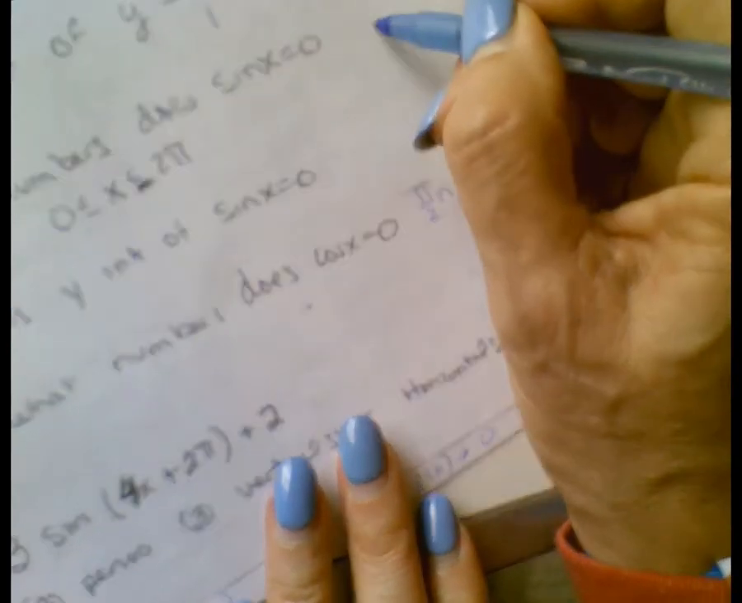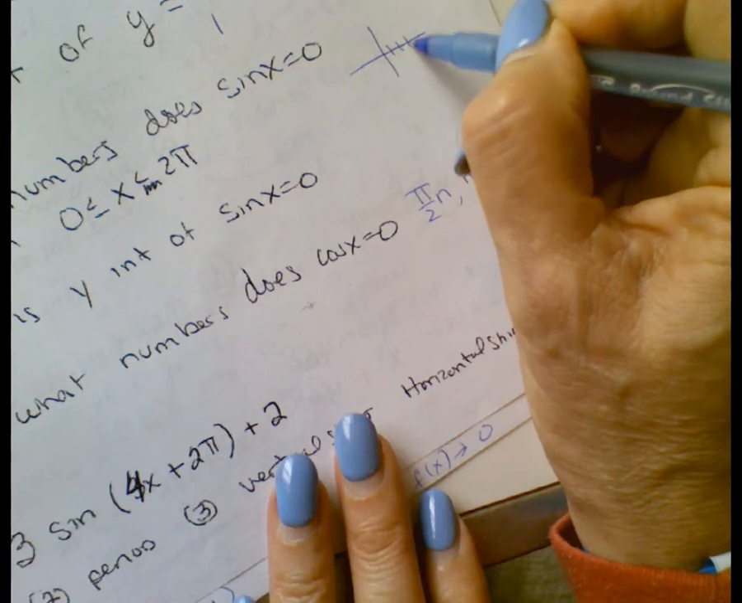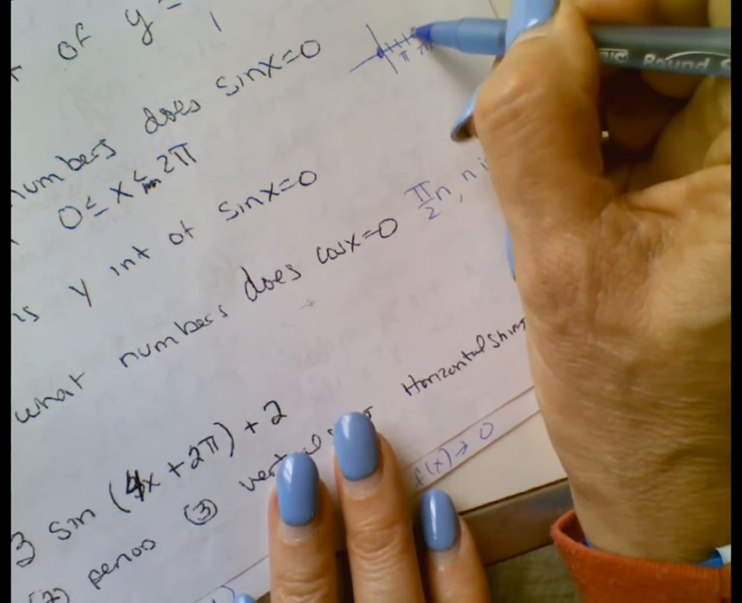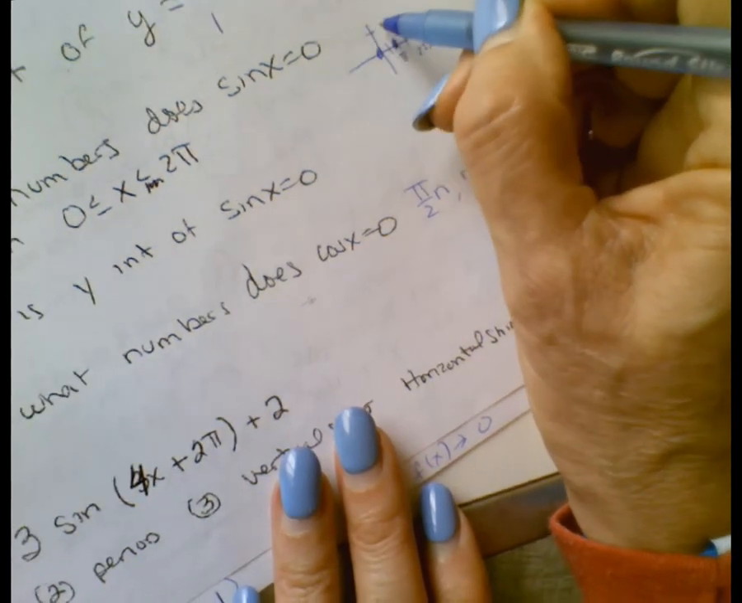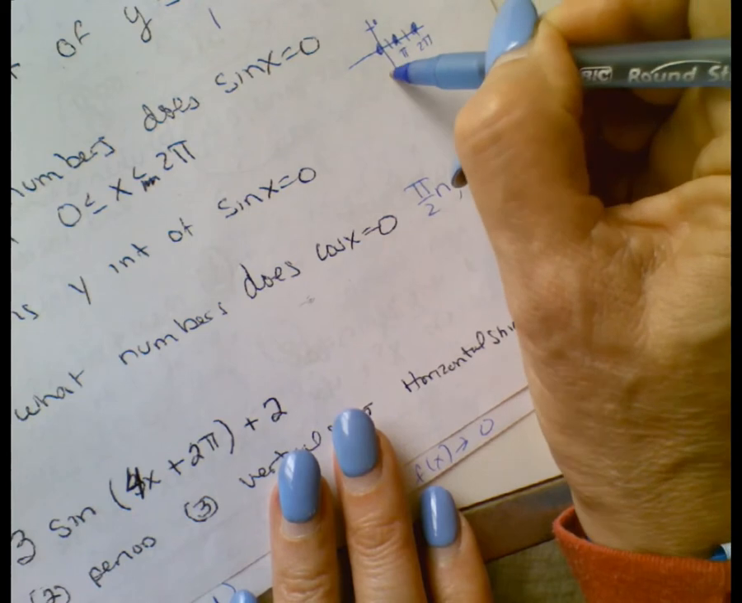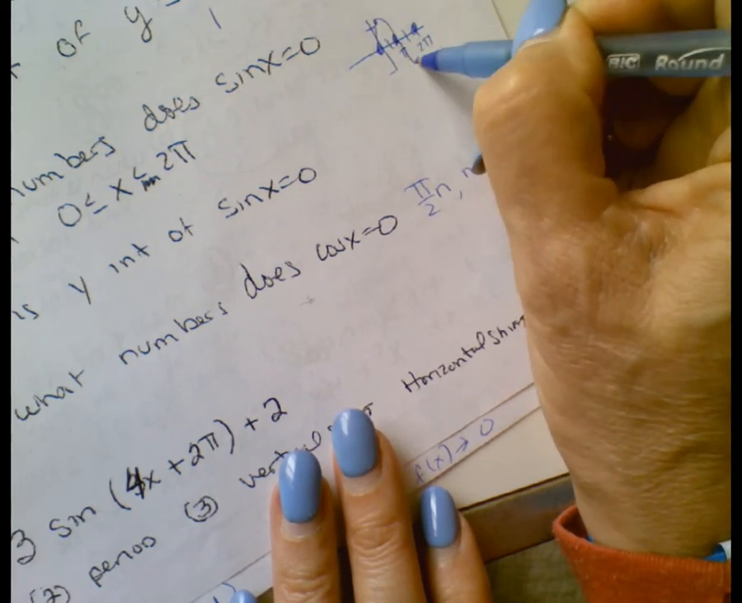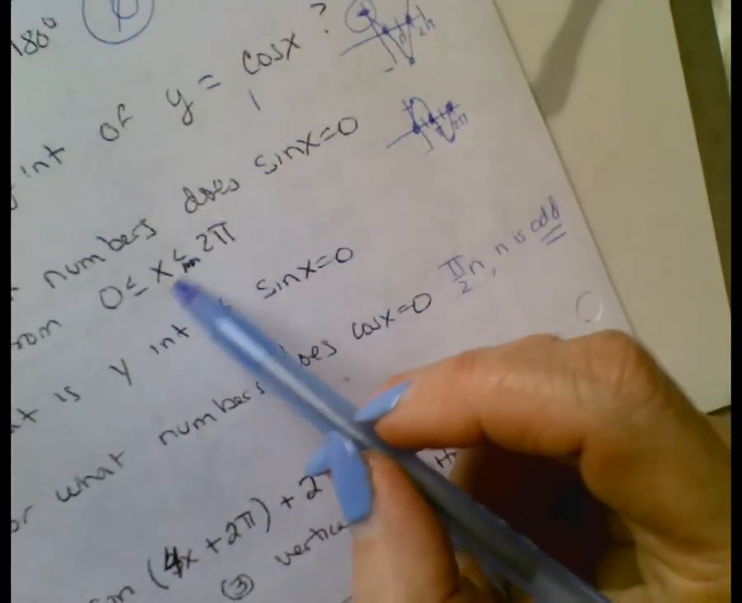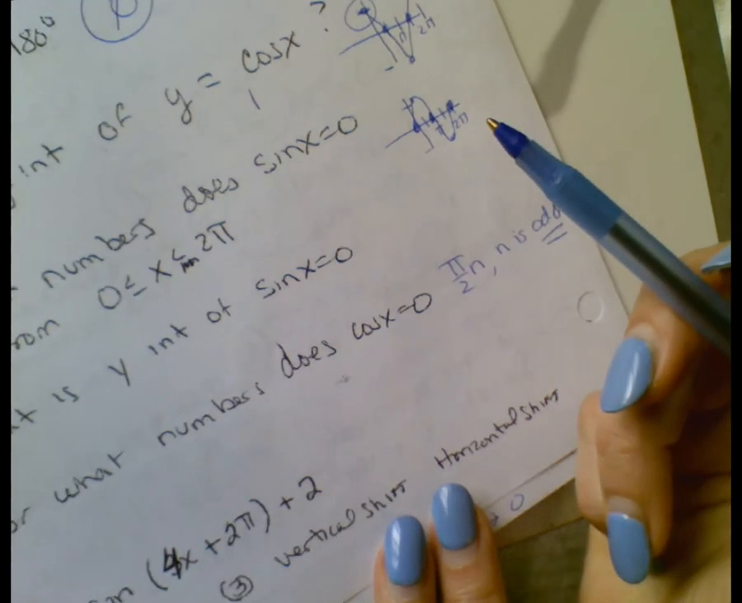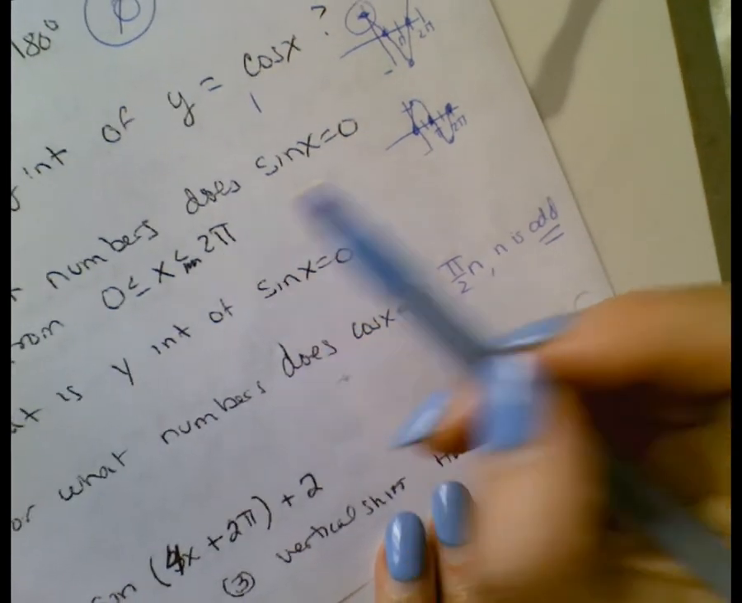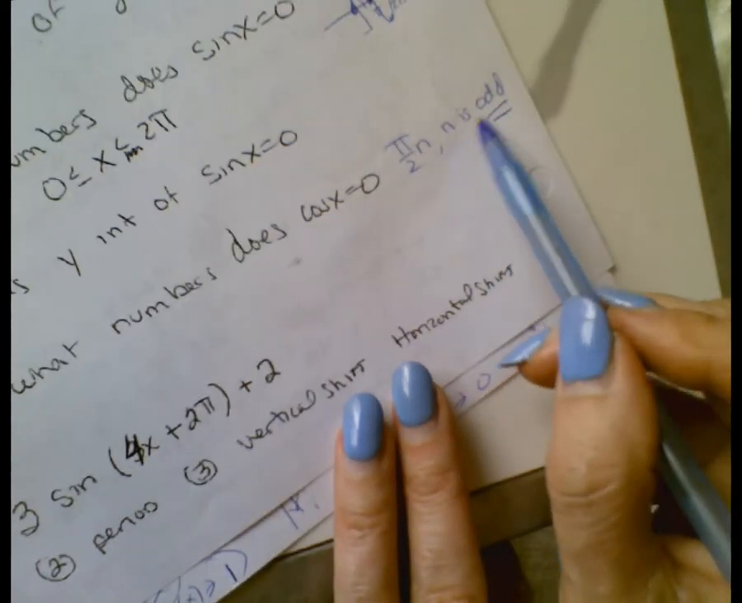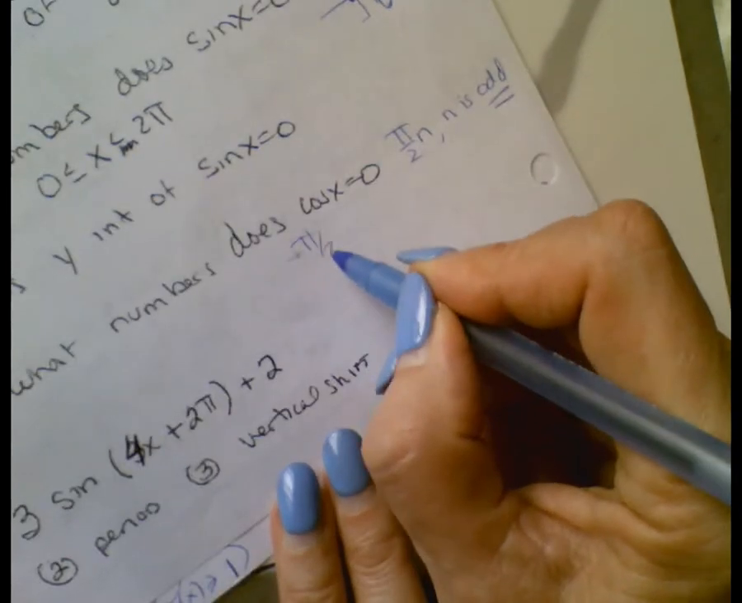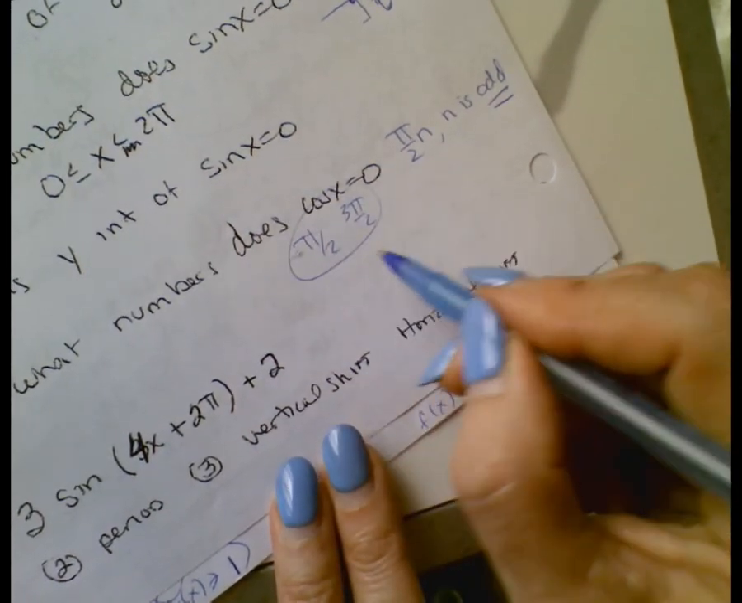For the sine one, here's what a sine graph looks like. So you got 4 hash marks, 2 pi, pi. Sine starts at 0, ends at 2 pi, and has another 0 at pi. So it goes up at the halves and down at the halves. So that's what one sine wave looks like. So for what numbers does sine x equal 0 from 0 to 2 pi? If I would have said from 0 to 2 pi on the last one, I would have just said pi over 2 and 3 pi over 2, and I would have been done.